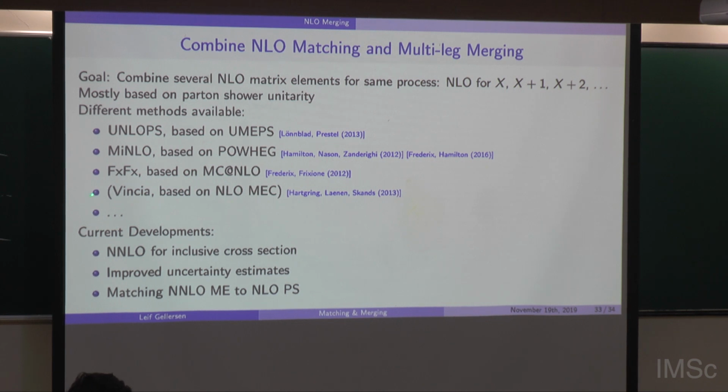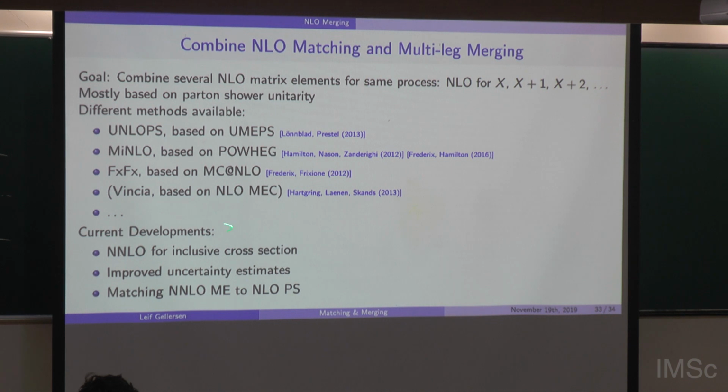And Vincia, I mean, this is not multi-leg merging at NLO, but it is NLO matrix element corrected Parton shower. So what it generates in the end is pretty similar to what POWHEG would do. And if you do NLO matrix elements successively for also the second emission, what you end up with describing is pretty similar to this method.